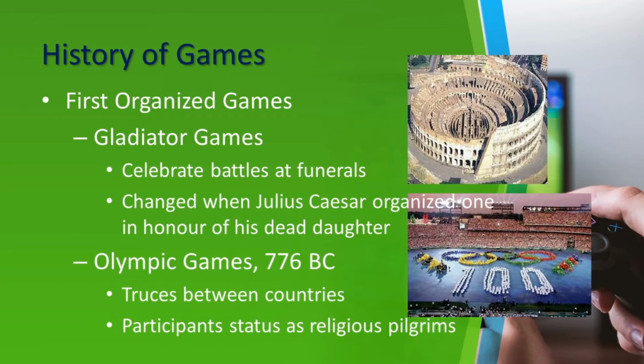We also have the organized games. We have two examples in here. We have our gladiator games. Gladiator games are conducted through celebration of battles at funerals. So let's say, for example, someone of a high status in the Roman Empire died. They usually celebrate the life of that person through conducting gladiator games. It was changed when Julius Caesar organized one in honor of his dead daughter. Basically, that's when the gladiator games start.